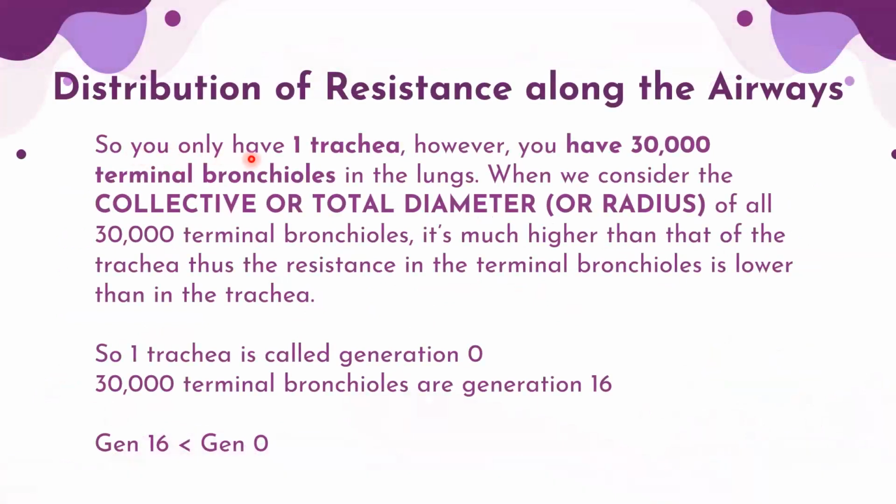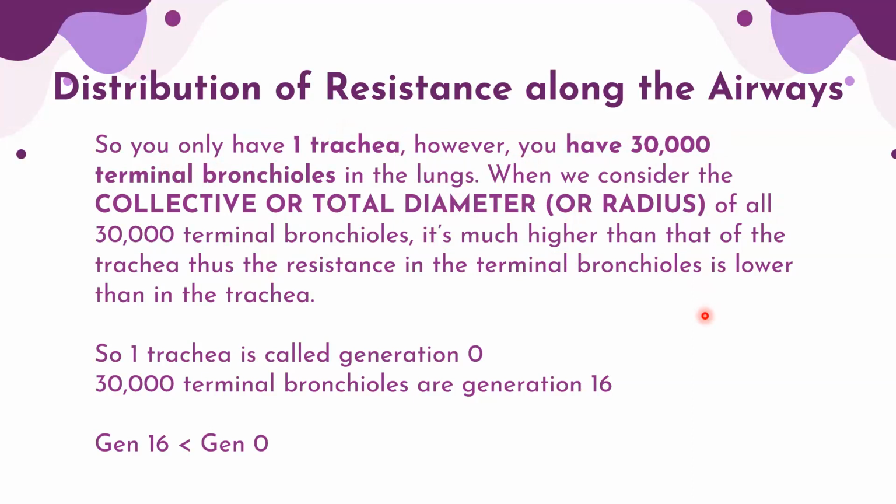But if you see here, you'll see that you only have one trachea. However, you have 30,000 terminal bronchioles in the lungs. And when we consider the collective or total diameter or radius of all 30,000 terminal bronchioles, it's much higher than that of the trachea. Thus, the resistance in the terminal bronchioles is lower than that in the trachea, okay?